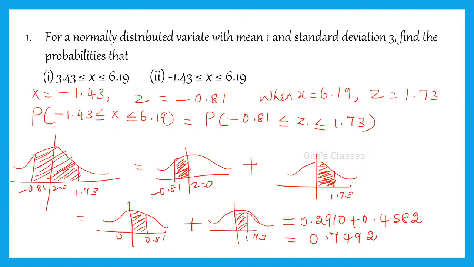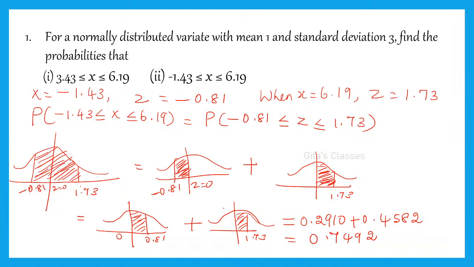Listen. For the previous problem, we got both plus, so we have taken this area from here. Now we have minus. Whenever you get minus, you have to enter in the left hand side. Whenever you get plus, you have to write in the right hand side. Please remember that. Even percentage also I'll tell you when we do that problem. So minus 0.81 and 1.73. Because we have minus, I have entered in the left hand side.